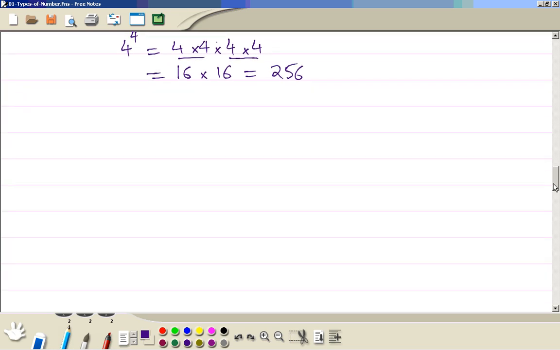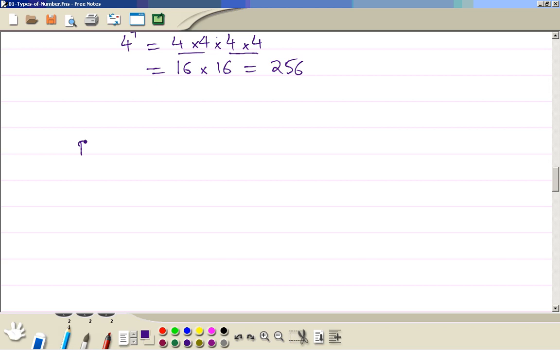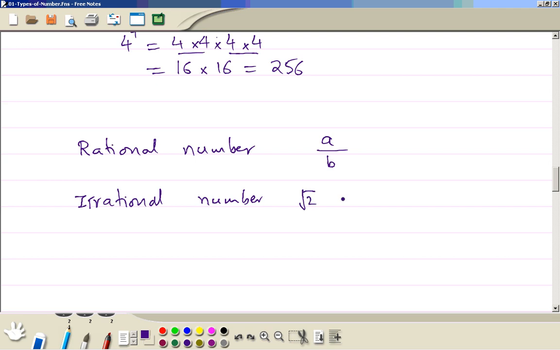So there are some other number types we could use. They're rational numbers. These numbers can be expressed as fractions, or irrational ones, which cannot be expressed as a fraction. These are numbers like square root of 2, square root of 3, pi, square root of 7, and so on.